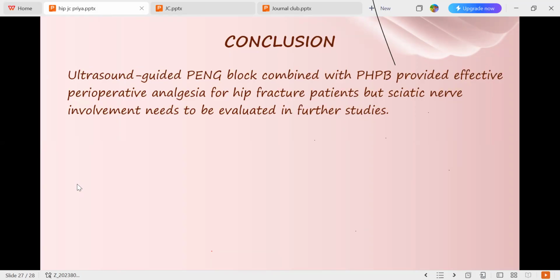Yes, sir. Okay. And they need to cover that. How did they cover it? They have covered it with the incisional infiltration, sir. Infiltration. Yeah. So if you want to add some other block, what will that be? Lateral femoral cutaneous nerve. The incision pain can be blocked more effectively with a lateral femoral cutaneous nerve block. Yes, sir.